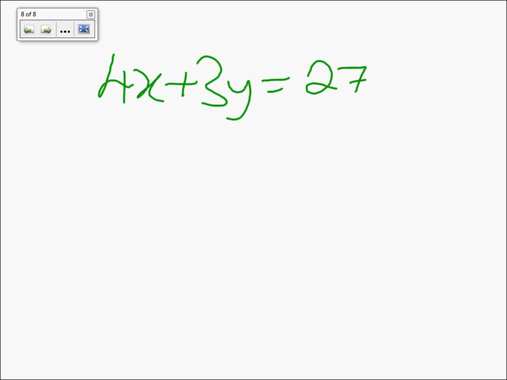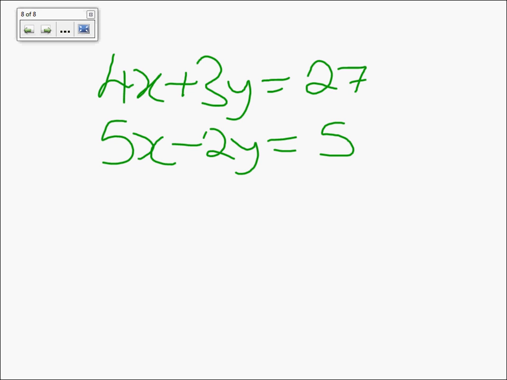Simultaneous equations. Let's have, for example, 4x plus 3y equals 27 and 5x minus 2y equals 5. These two constitute a system of simultaneous equations, and we need to find a solution that is common to both these equations.